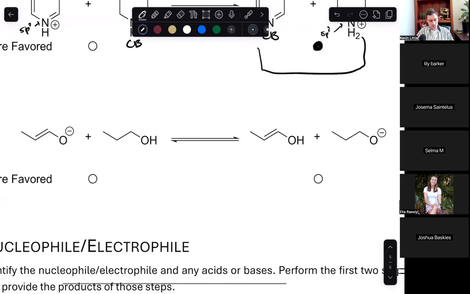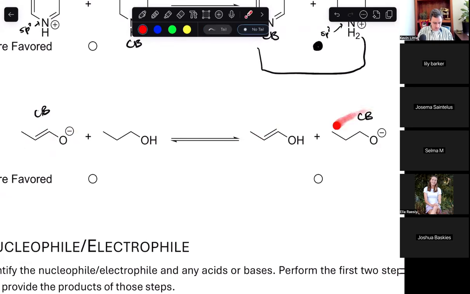All right, so what's the most negative thing here on either side of these equations? This is my conjugate base for this side. This is the conjugate base for this side, right? So I'm comparing these two things to each other. This one's more stable because, again, it's a negative charge next to a double bond, where this is a negative charge not next to a double bond. So there's resonance here. That's more favored. It's a more stable conjugate base.